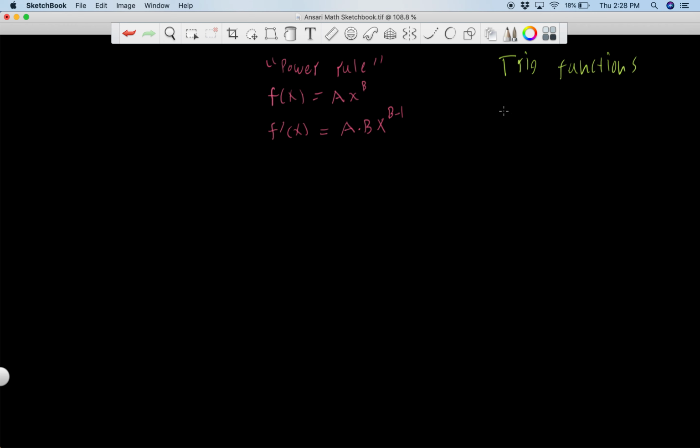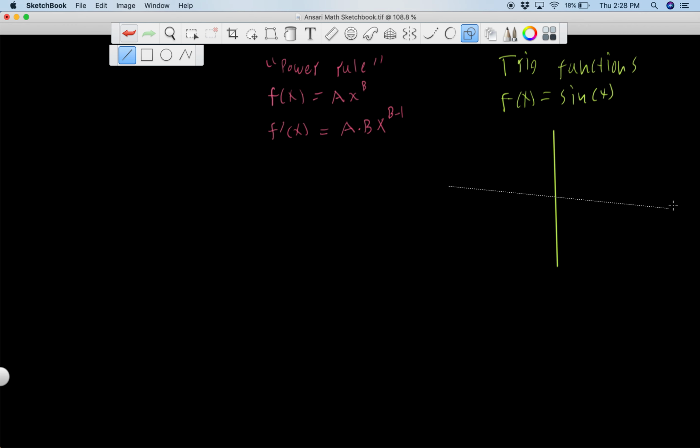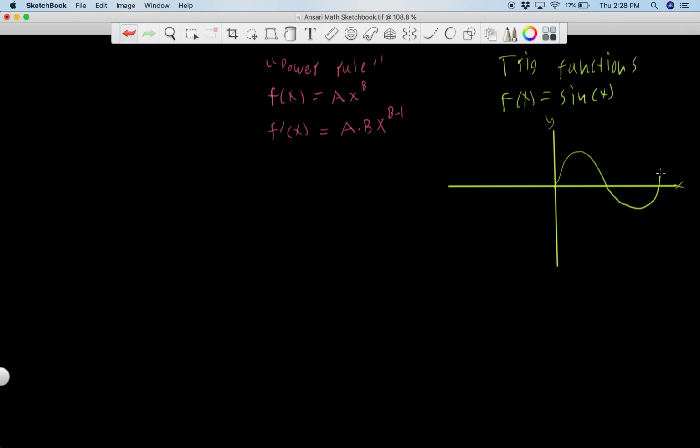So trig functions are, for example, f of x is equal to sine of x. Well, we know that this f of x equals sine of x looks, let me draw it a little bigger, looks something like this. Starts at 0, and then it oscillates with a period of 2 pi, right? Now, the derivative of f of x equals sine of x, which again represents the slope at any given point on the curve, is cosine of x.